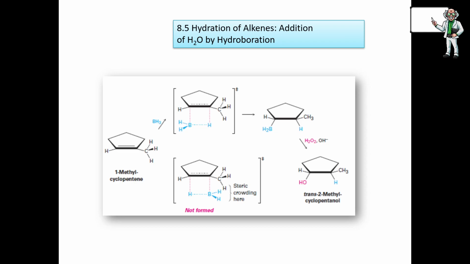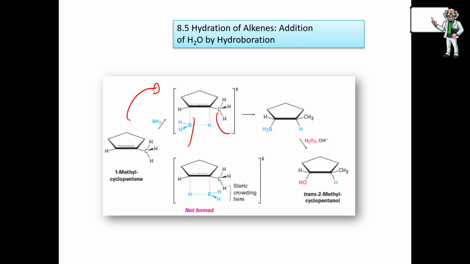Here you can see a very nice example of the mechanism, very well drawn. Here is the addition of the borane. The borane is coming perpendicular to the plane of the double bond, interacting with the pz orbitals. And the hydrogen will always go to the most substituted carbon in order to avoid the steric interaction between this group and this group. The two big groups have to be far away from one another.